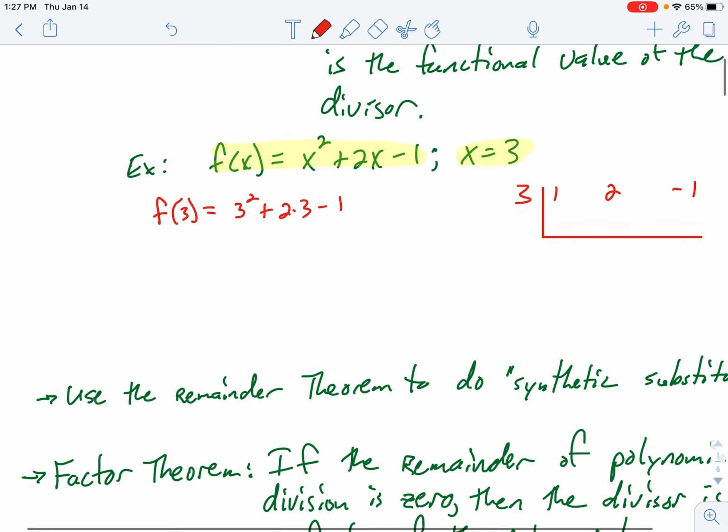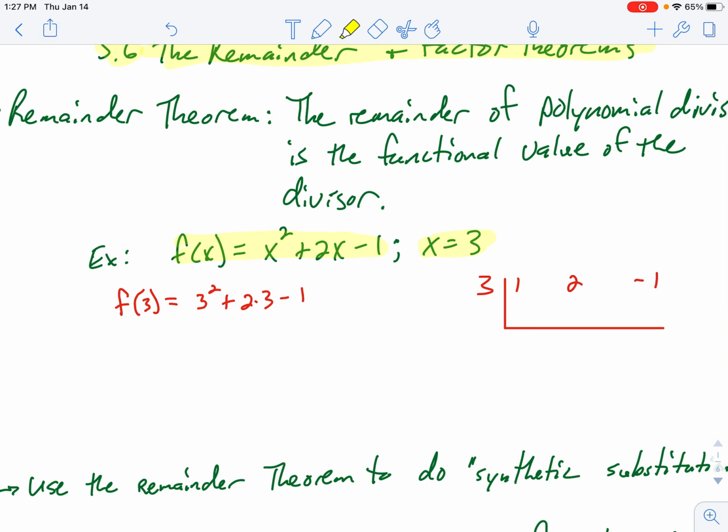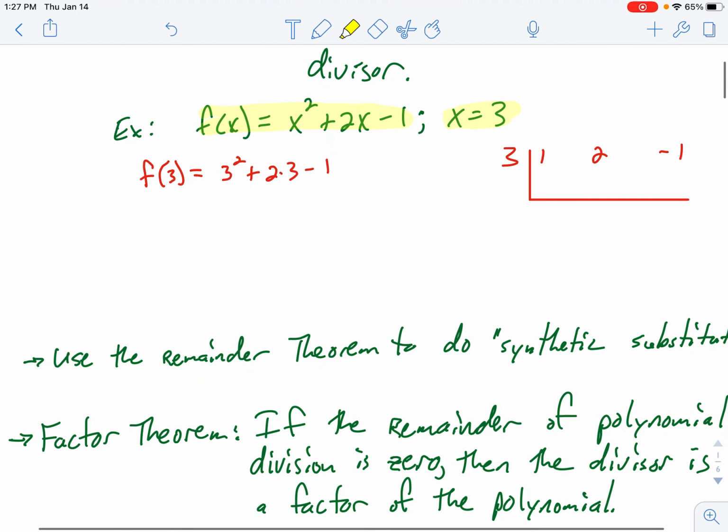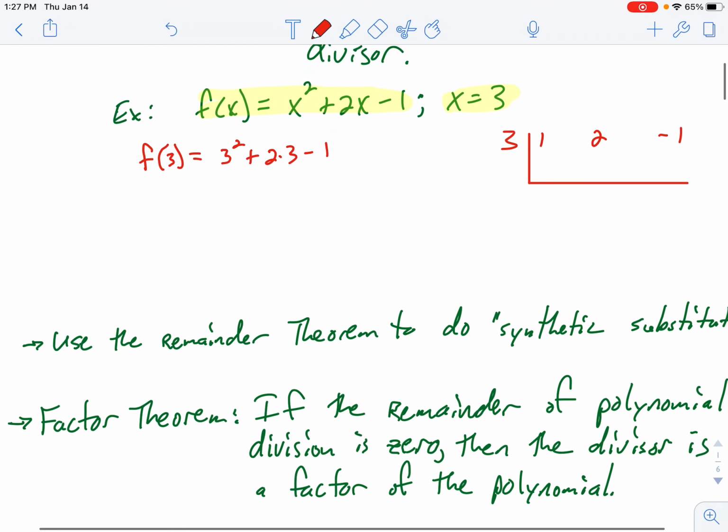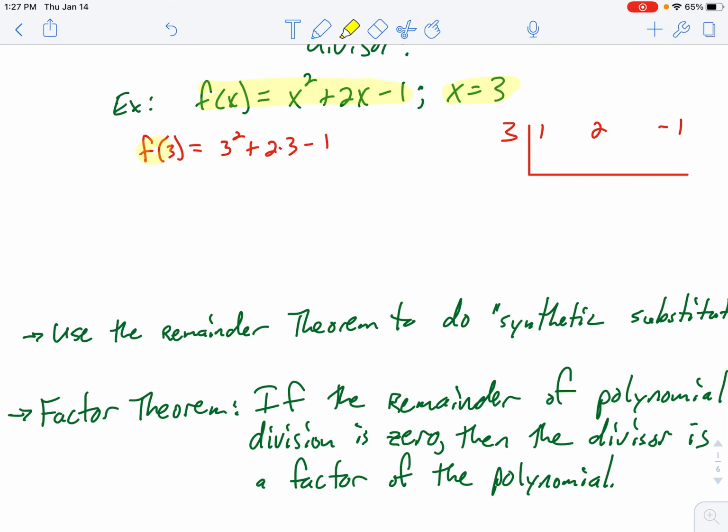When I say functional value, that basically means plug a number in. So the functional value of 3 means plug 3 into the function. So instead of x squared plus 2x minus 1, it's 3 squared plus 2 times 3 minus 1. This works out to be 9 plus 6 minus 1, which is 15 minus 1, which is 14. So that's what the functional value is.